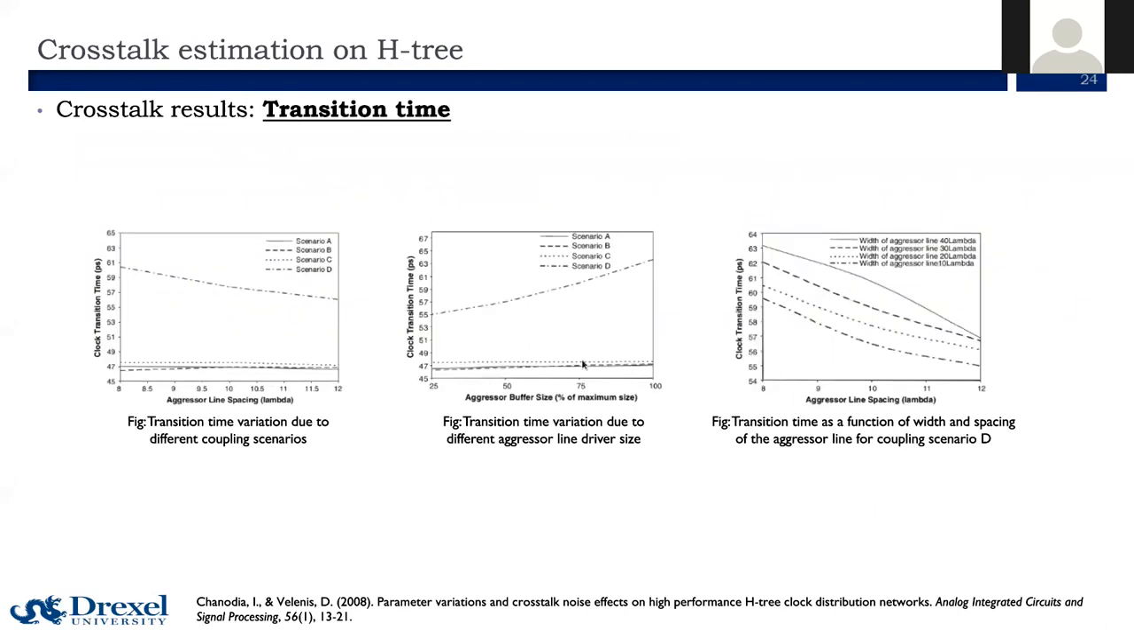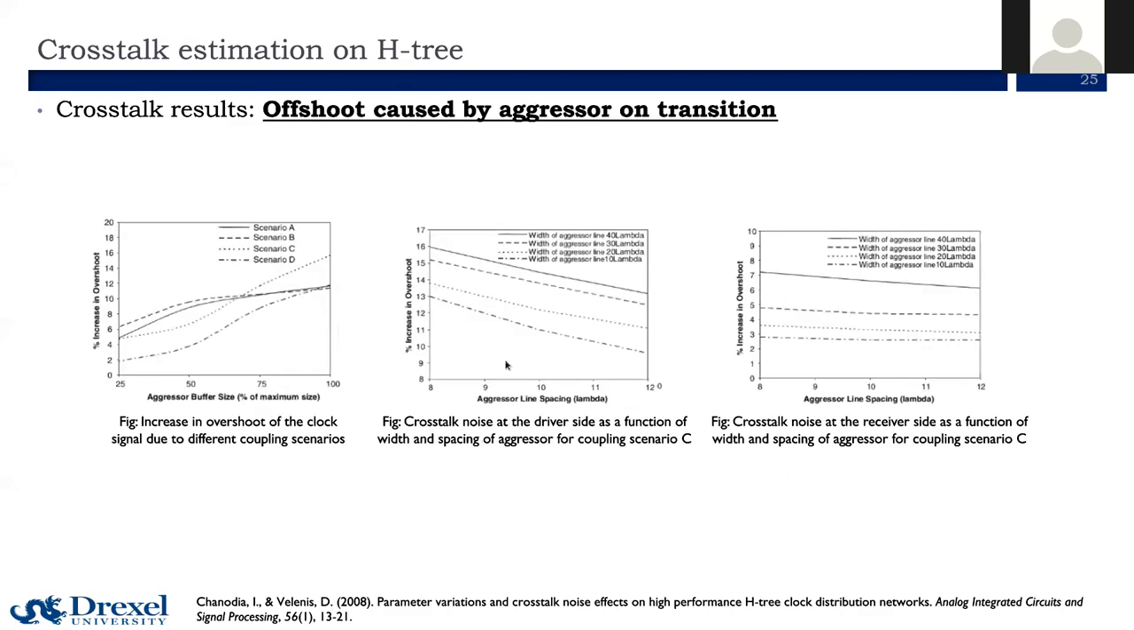Here we can see the same for transition time. As the spacing decreases, the transition time increases. The increase is significant for scenario D. Here we can see the same in terms of overshoot caused by aggression on transition. As the spacing decreases, the overshoot increases as well, and the overshoot increase is significant for scenario D.